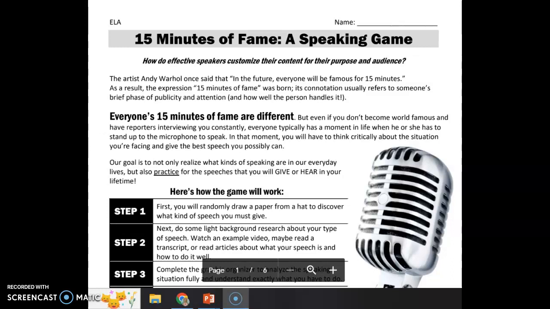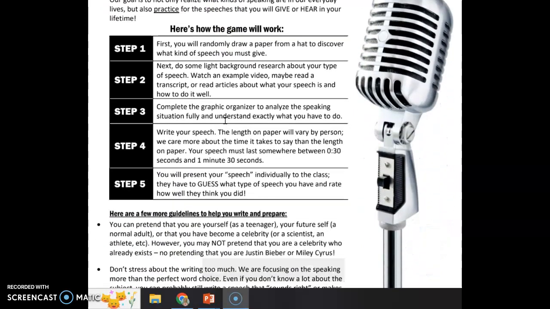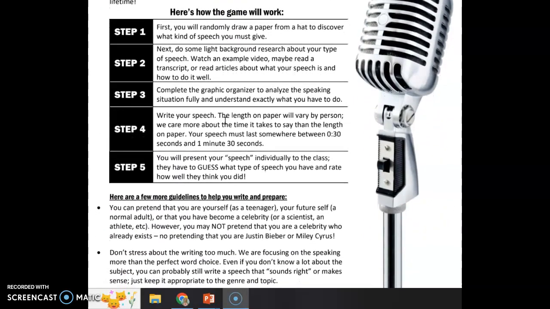Okay, so this is our little game here. I'm going to change it up just a little bit. First, it says you were going to randomly draw a paper from a hat to discover what kind of speech you're going to give, but I'm going to actually show you all those choices and let you pick. So you'll get to pick the kind of speech you want. I think that'll help us be a little bit more into it, okay?